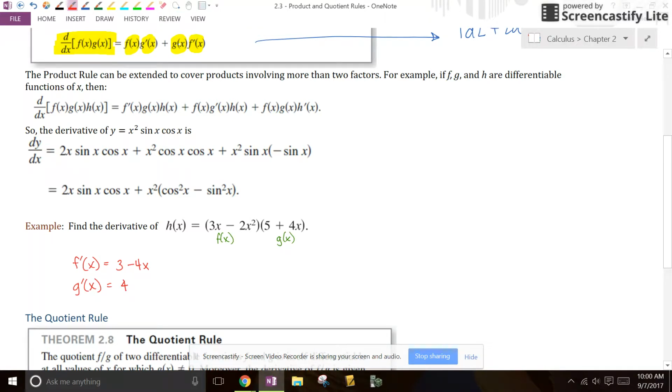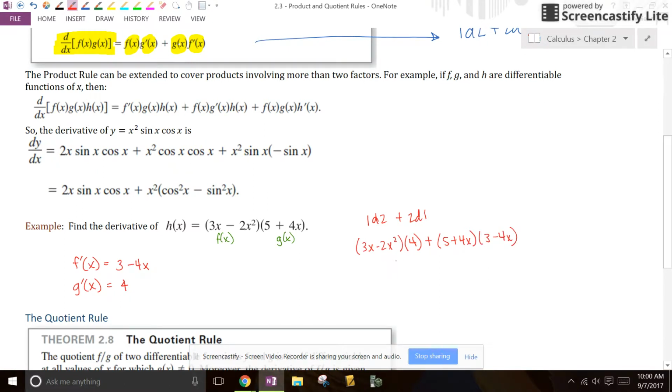All right, so now let's go ahead and do the 1d2 plus the 2d1, or the product rule. So the first thing is 3x minus 2x squared times the derivative of the second, which is 4, plus the second thing, 5 plus 4x, times the derivative of the first thing, 3 minus 4x. And there is your derivative.